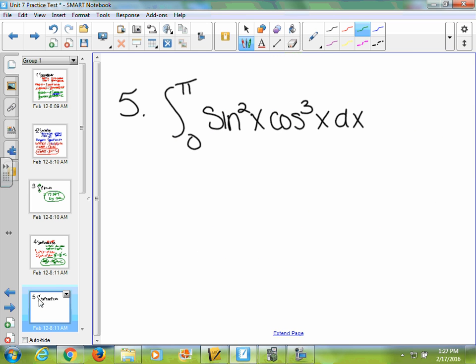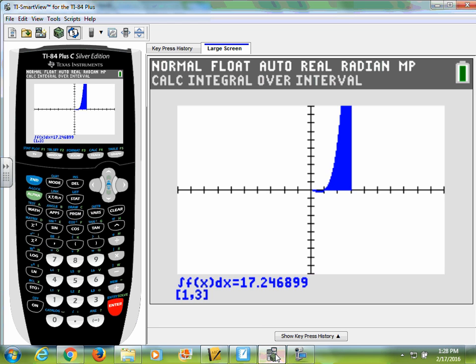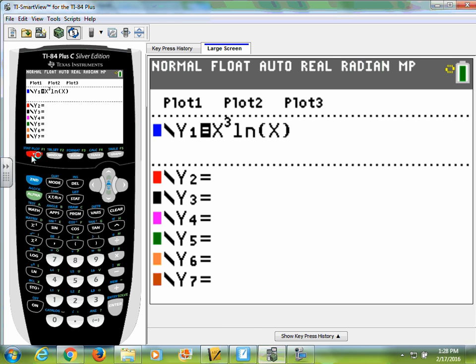If I look at number 5, I'm given the integral from 0 to pi of sine squared of x cosine cubed of x dx. Because this is a definite integral, the easiest thing to do is to use our calculator. So we're going to graph sine squared of x cosine cubed of x into our graphing calculator. So sine of x squared, cosine of x cubed.